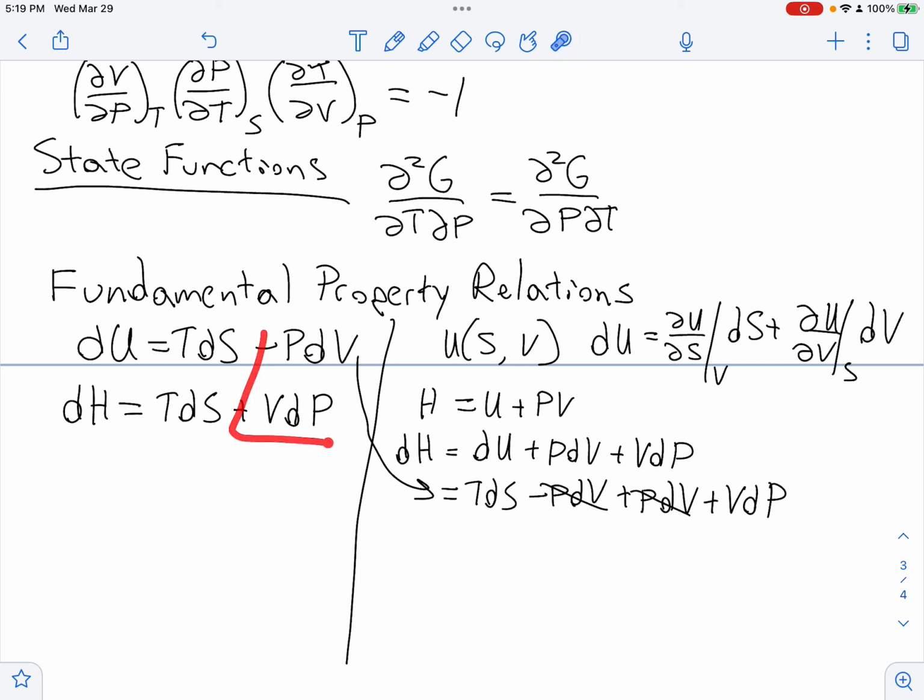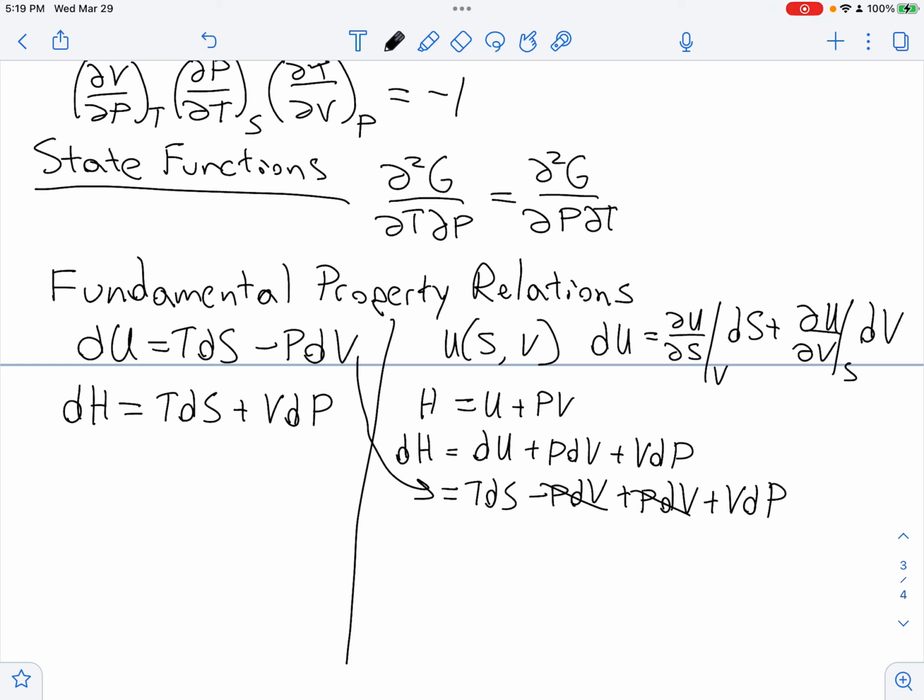Now notice what happens here. It's almost as if by defining H, we're flipping which is the differential and which is the conjugate variable. Right here it's PdV, here it's VdP. And that's actually the point. The natural variables, the variables that most readily define changes in U, turn out to be S and V. And the most natural variables for H are actually S and P.